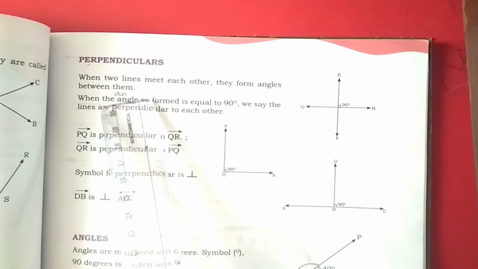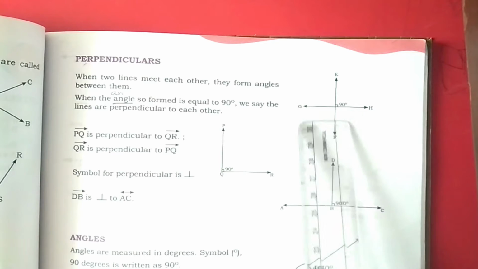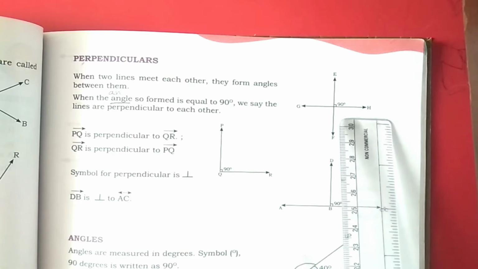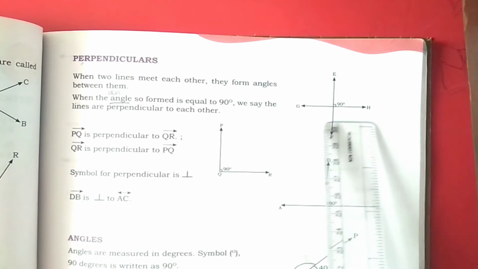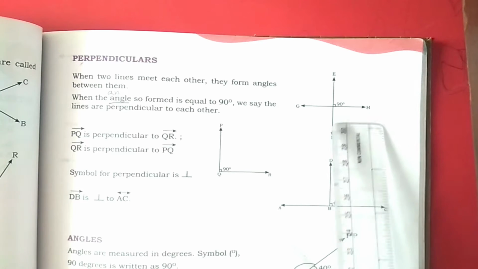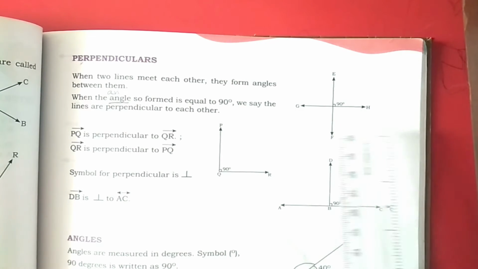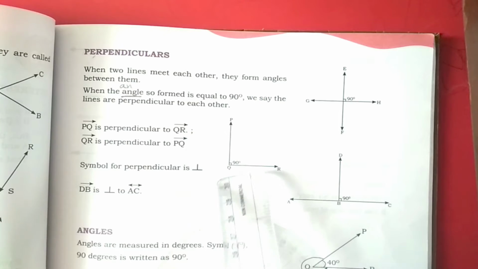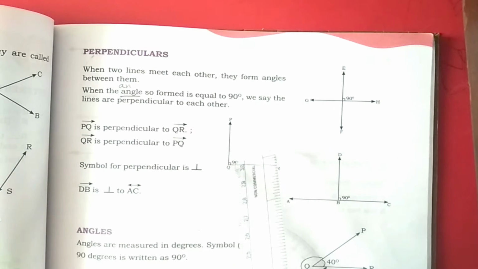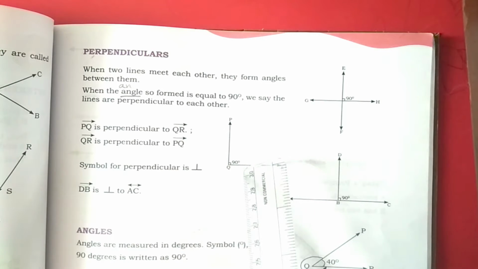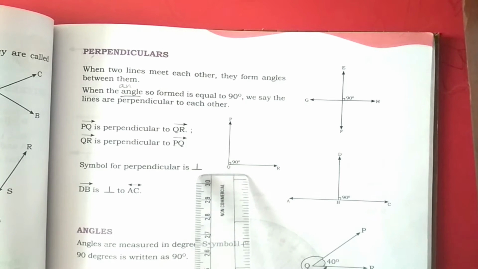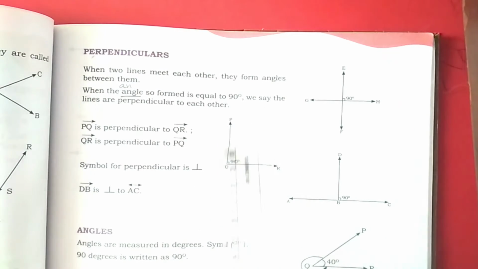And see here, perpendiculars. When 2 lines meet each other, they form angles between them, right? When the angle so formed is equal to 90 degrees, we say the lines are perpendicular to each other. See here example, PQ is perpendicular to QR. That means they are meeting at the point over here at 90 degrees. Right. So this we call perpendicular. See example, QR is perpendicular to PQ.